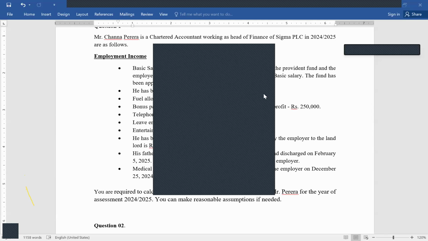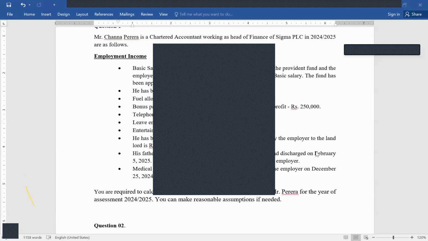So at that time, we don't have a hard and fast rule. But if we can identify the market value, at that time we can consider the market value. But here we have given that table. In that table, we can apply salary multiplied by 12.5%. So it is also applicable.